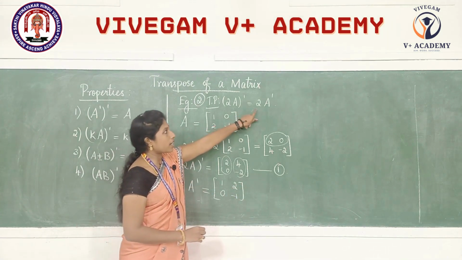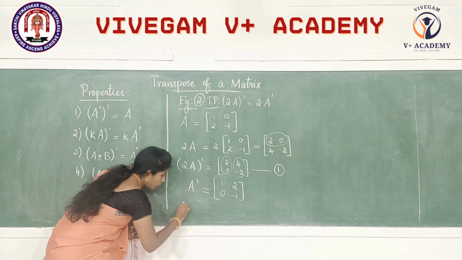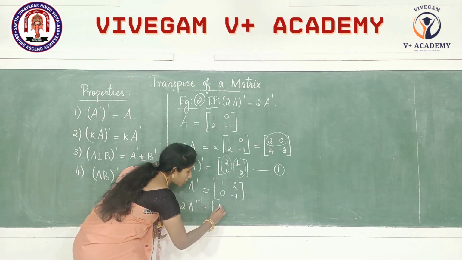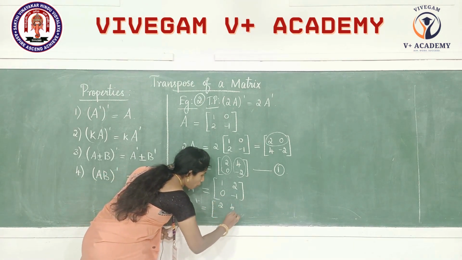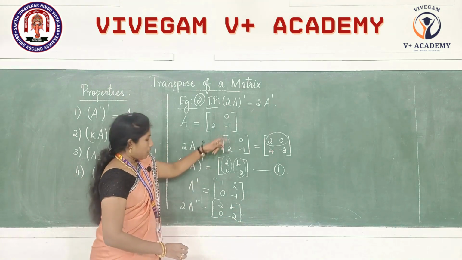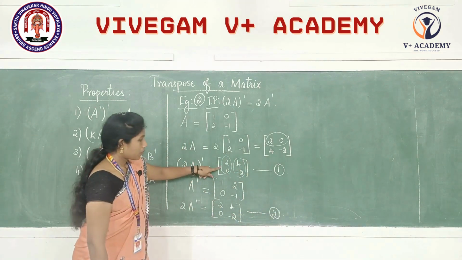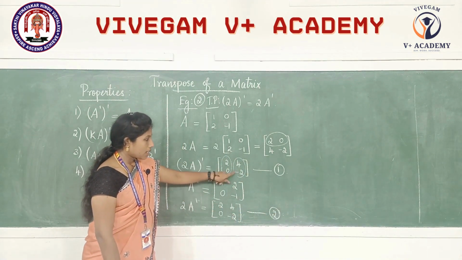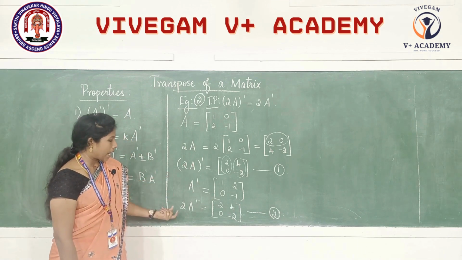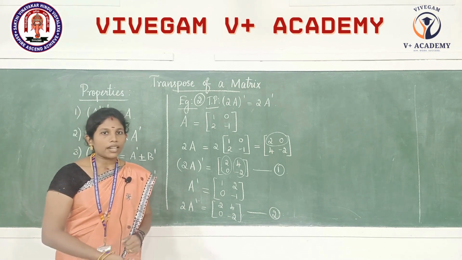Now what is your right hand side? 2 times A dash. So with this A dash you have to multiply 2. So 2A dash is equal to, just multiply each entry by 2. So it becomes 2, 4, 0, minus 2. And now compare this with your first equation. The entries are the same. So we conclude that (2A) the whole transpose is equal to 2 times A transpose. Hence we proved the second property.